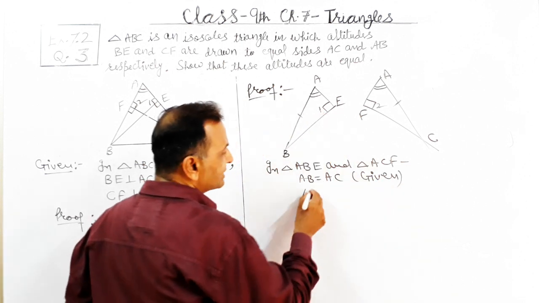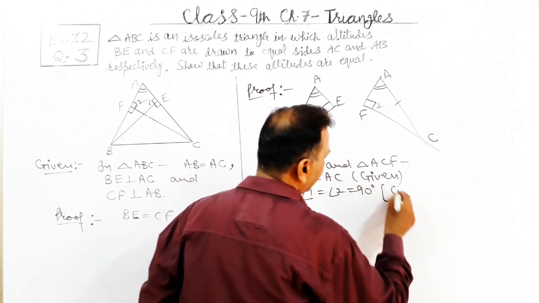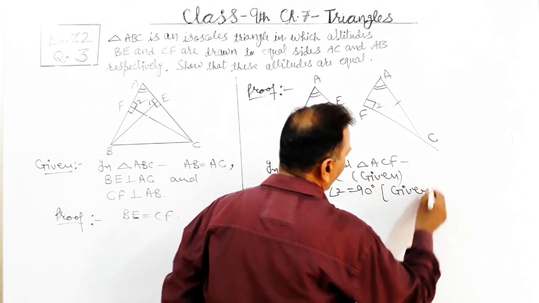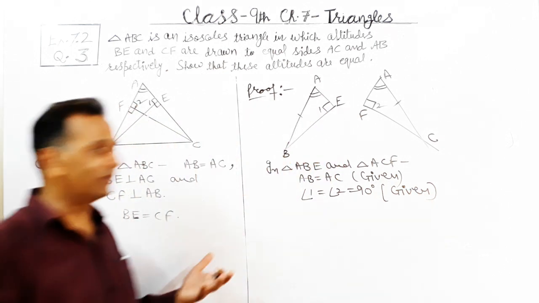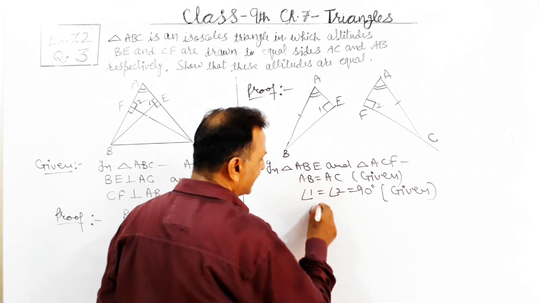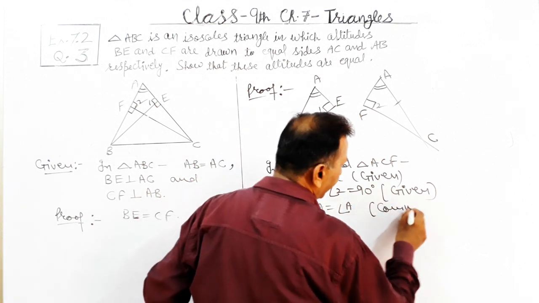Next one, this angle 1 equals angle 2, each equals 90 degrees. We can say it is also given. When altitudes are given, it means angles of 90 degrees are also given. And also we can say this angle A equals angle A because it is the common angle of these two triangles.